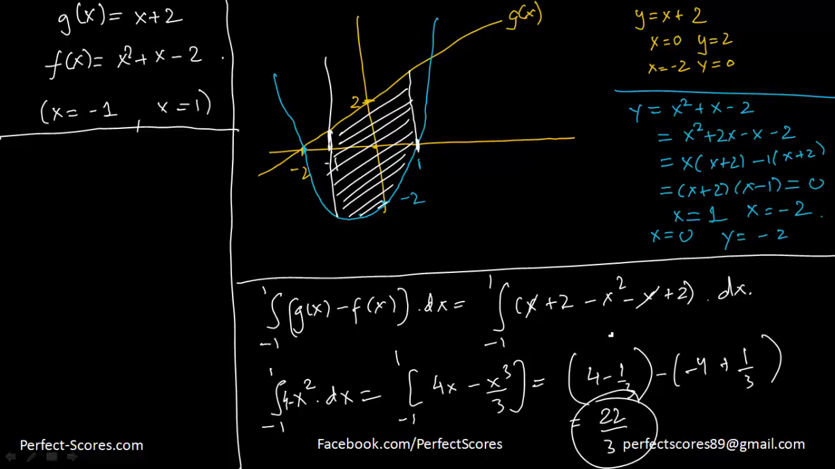So suppose you're understanding this point over here, guys. This is the area between these two curves. This is how we find it. That is g of x minus f of x.